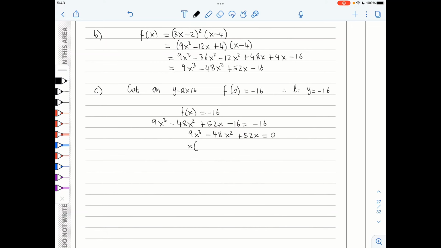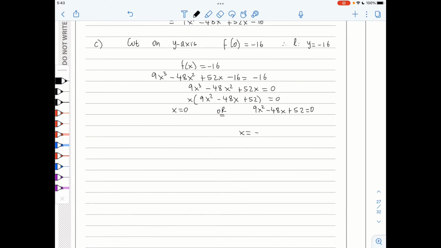I will factor out x. I've got 9x squared minus 48x plus 52. So either x is 0 or 9x squared minus 48x plus 52 is 0. This will not factorize. I will instead use the quadratic formula. So x is minus b plus or minus the square root of b squared minus 4ac, and all of it over 2a. This is giving values of 8 plus or minus 2 root 3 over 3.